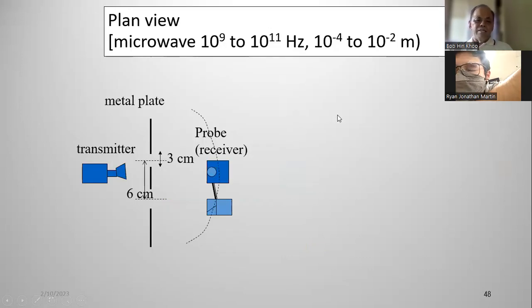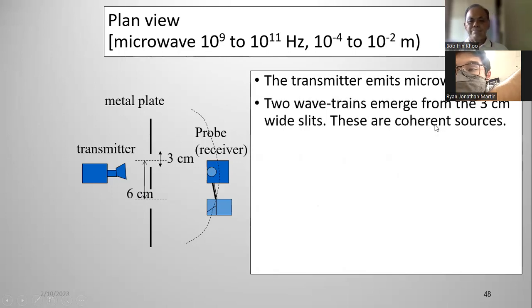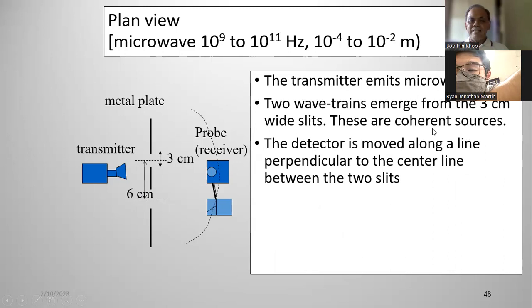Okay. So for the microwave, you need to remember either the wavelength or the frequency, and the aperture size is about 3 cm. The distance between the apertures is 6 cm. The transmitter is the one that emits microwaves, and the two wave trains will come out from the double slit. The detector is moved along a line perpendicular to the center. You can move it along a straight line or a circular line if you like.